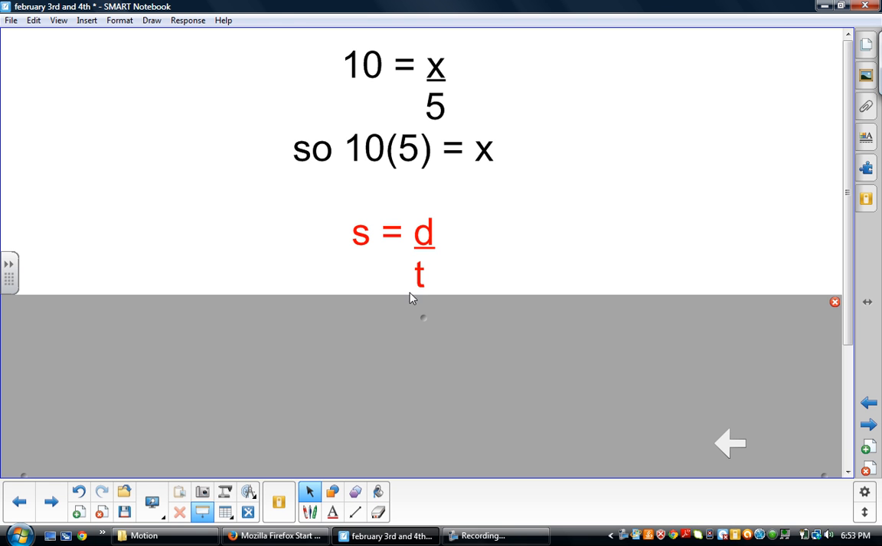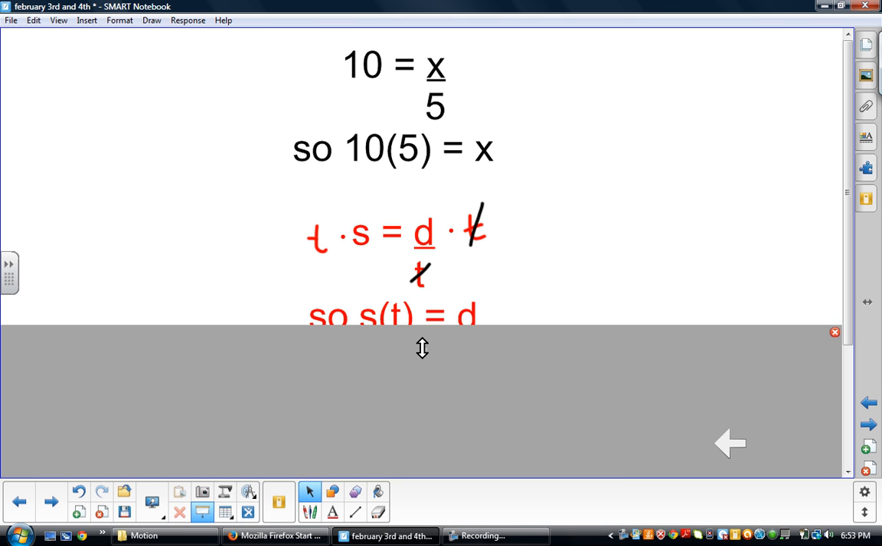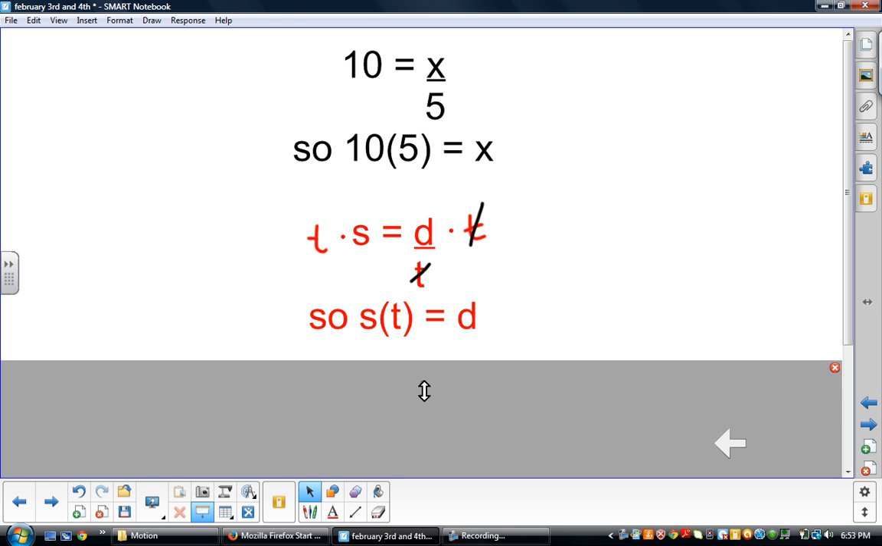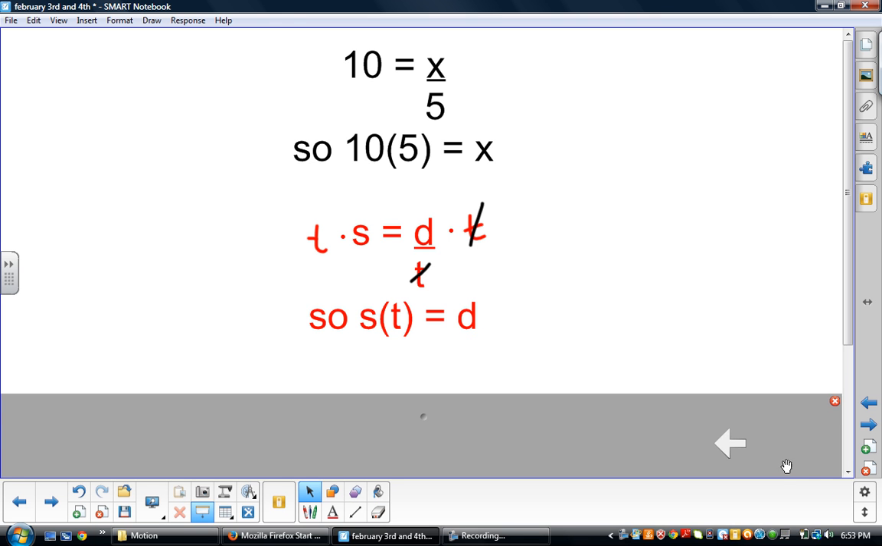The t is going to have something happen to it. It's exactly what happened to the 5. We're going to multiply both sides by t. Multiply by t. Multiply by t. This t cancels with this t. And now we have s times t equals d. So we have just rearranged our speed equation to solve for distance.